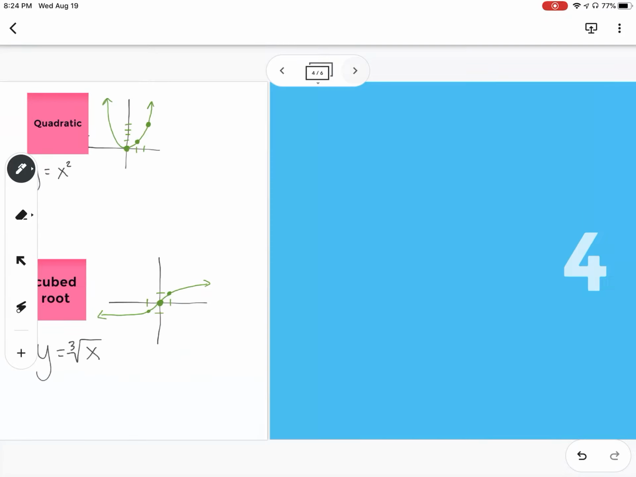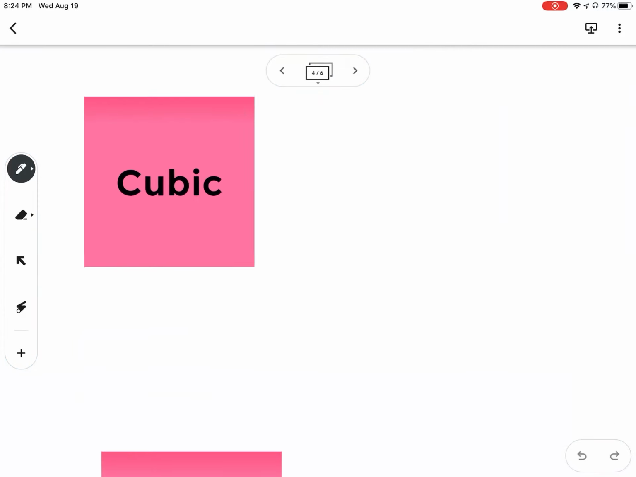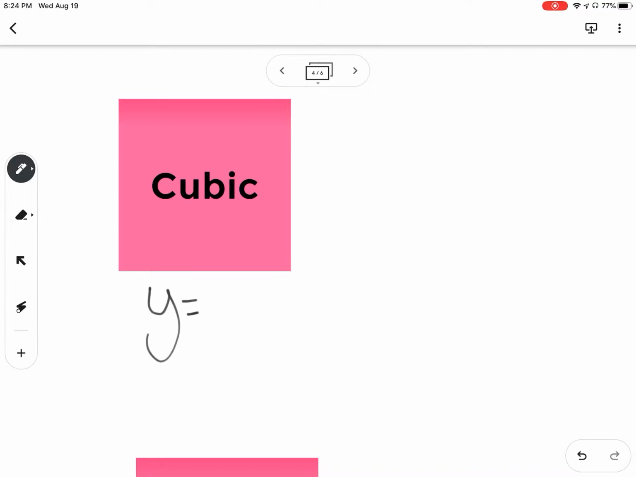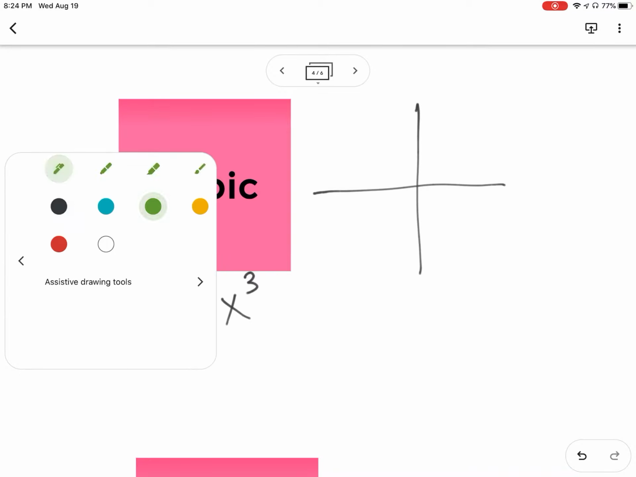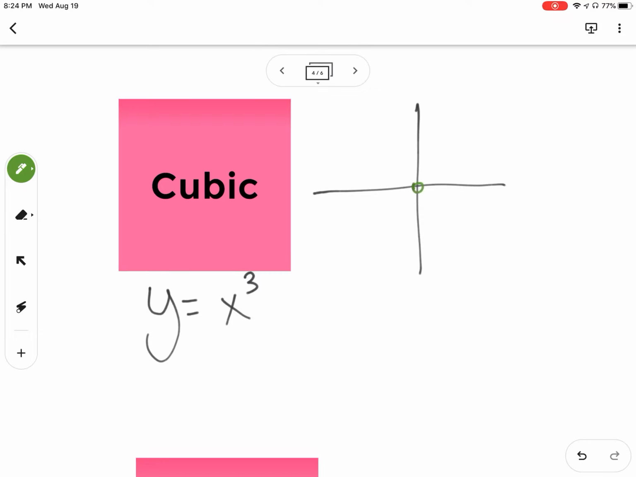For our next set of 4 here, cubic, y equals x to the 3rd power. This graph, the middle is there. 1. It's kind of like cubed root, but we're going to turn it on its side a little bit. And it's going to go like that. It's cubic, y equals x cubed.